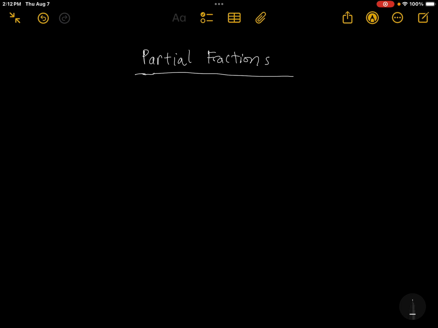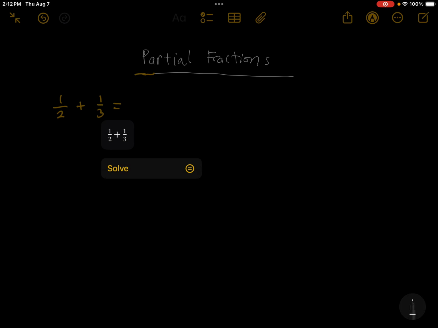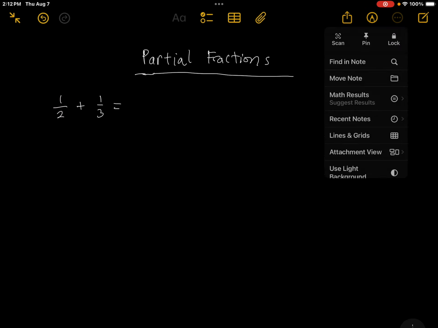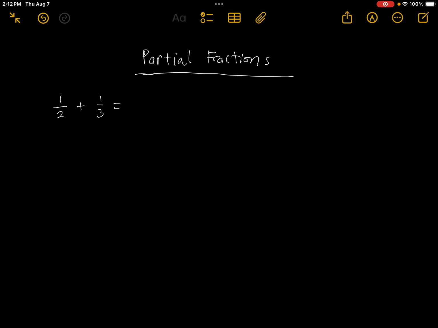And let me give an idea of how it works. So for instance, if you have 1/2 plus 1/3, this is equal to 3/6 plus 2/6, which is 5/6.